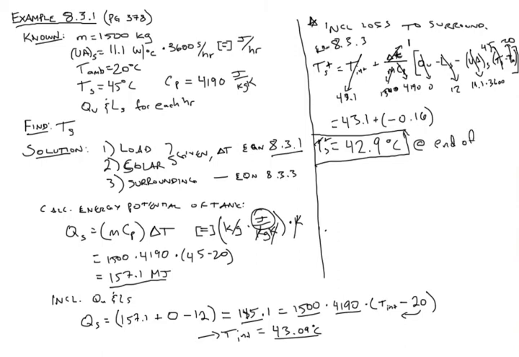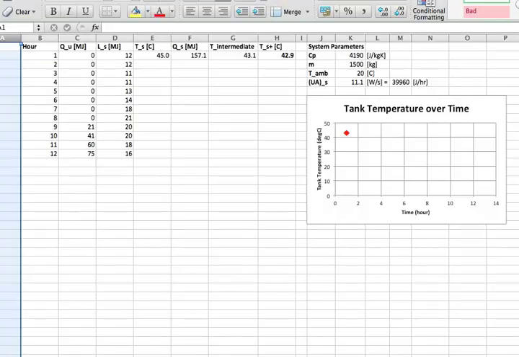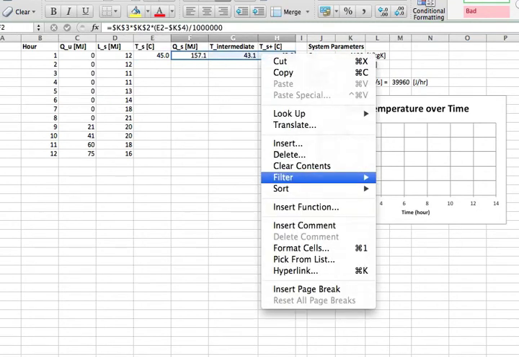End of hour one. Okay, so the table from page 378 gives us these 12 hours. And then next, we're given the solar energy gain at each hour, and we're given the load profile at each hour. So for this first piece, we had zero solar gain and 12 megajoules of loss, and the initial tank temperature is 45 degrees. So let me clear these contents here so we can type them all in.